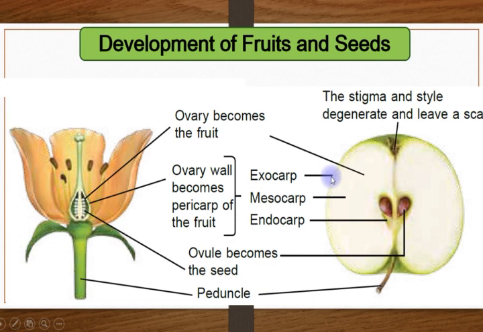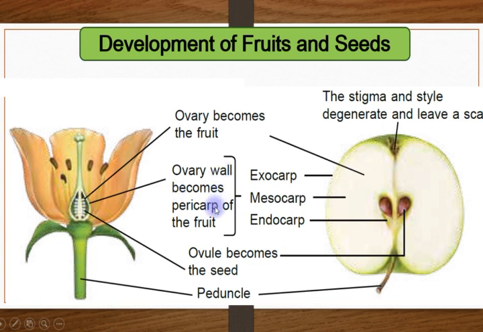Now let's go to the development of fruits. This is the flower. After fertilization, the ovary will become the fruit. This is the ovary, and inside the ovary is the ovule. The ovary becomes the fruit, and the ovule becomes the seed. This is the seed, and the whole thing is the fruit. The ovary wall becomes the pericarp of the fruit.